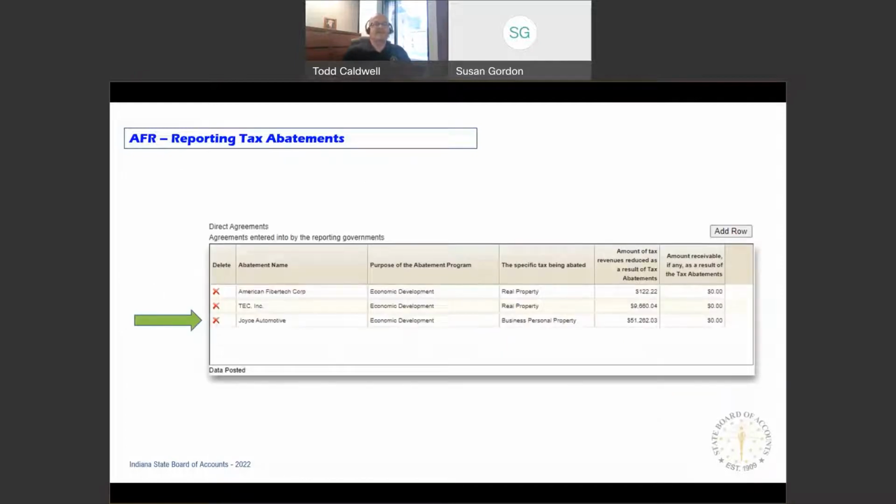And then how that's going to look is similar to the other ones. Again, I've already included the TEC Incorporated, and where the green area is where the Joyce Automotive goes. And it happened to be a business personal property abatement. So that's in the fourth column over. And the abated amount listed the $51,262.03.